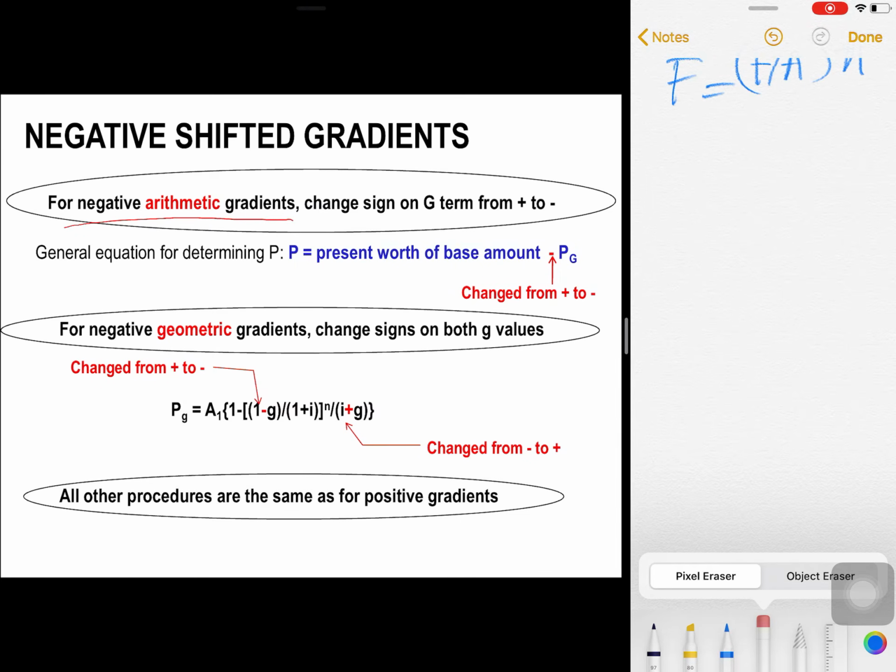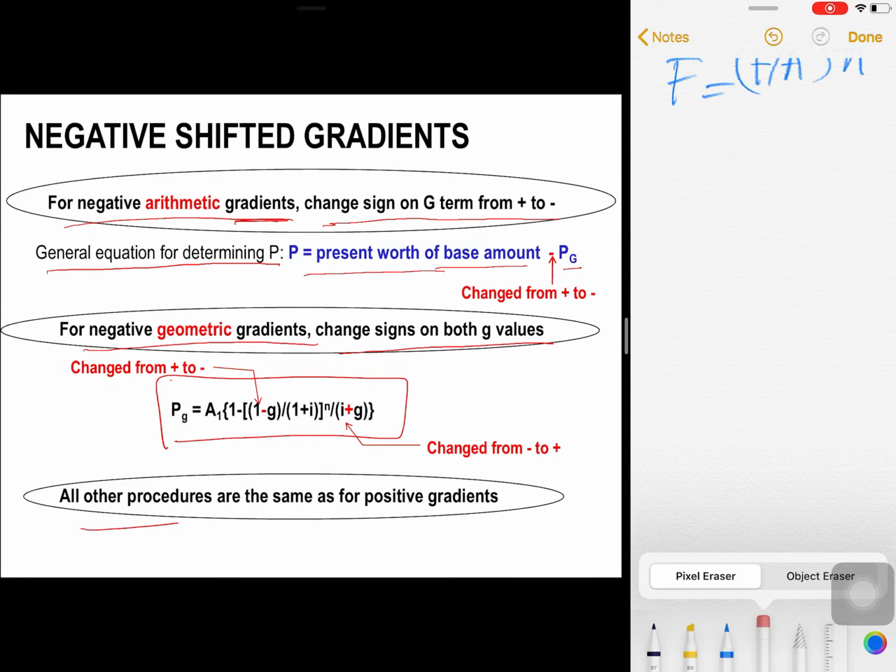So negative shifted gradients are for negative arithmetic gradients, where we change the sign on the G term from positive to negative. The general equation for determining P is P equals the present worth of the base amount minus PG. For negative geometric gradients, change signs on both G values, from positive to negative. Okay, this is the equation when you have negative gradients. All of the procedures are the same as for positive gradients.